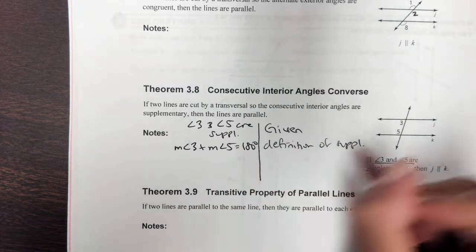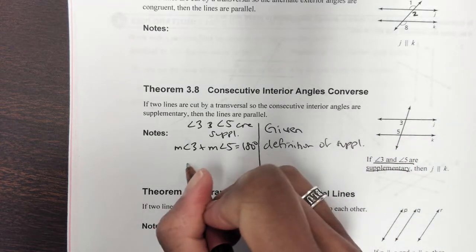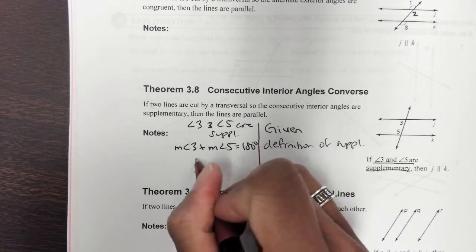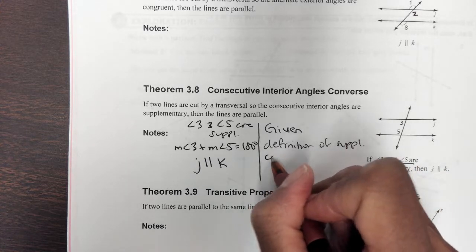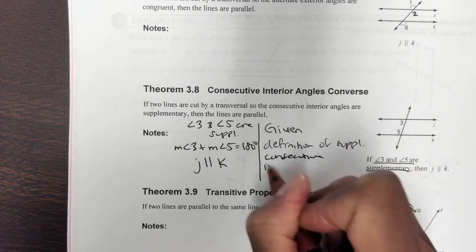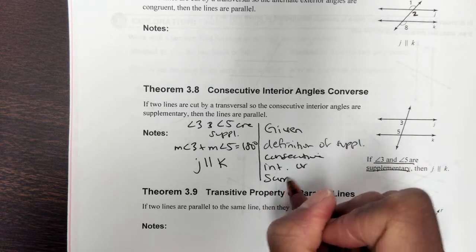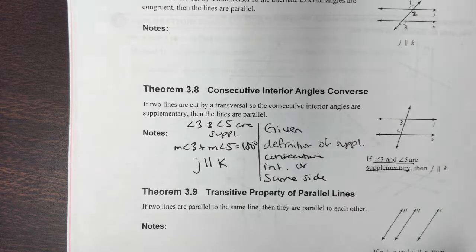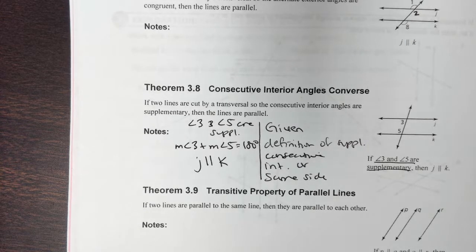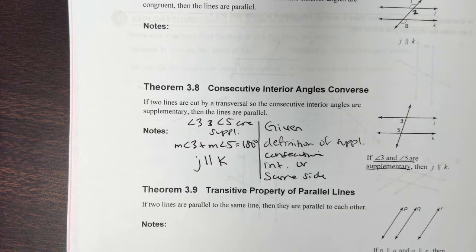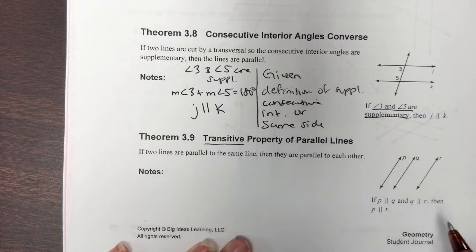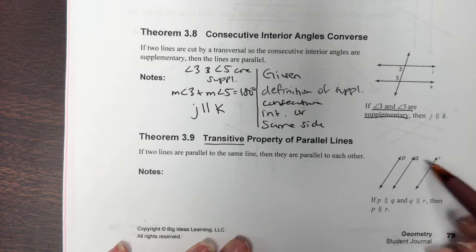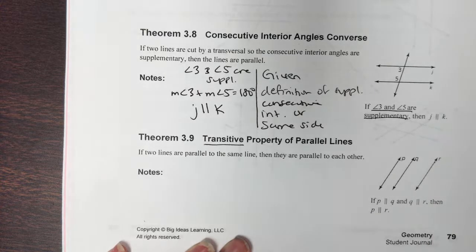And with that, we also know they are same side interiors. So we know that J is parallel to K using consecutive interior or same side interior. Okay. So we were going to talk more about the transitive property of parallel lines, but this is self-explanatory. We talked about transitive, and we're saying that all 3 of these are parallel to each other. So if P is parallel to Q and Q is parallel to R, then P is also parallel to R.